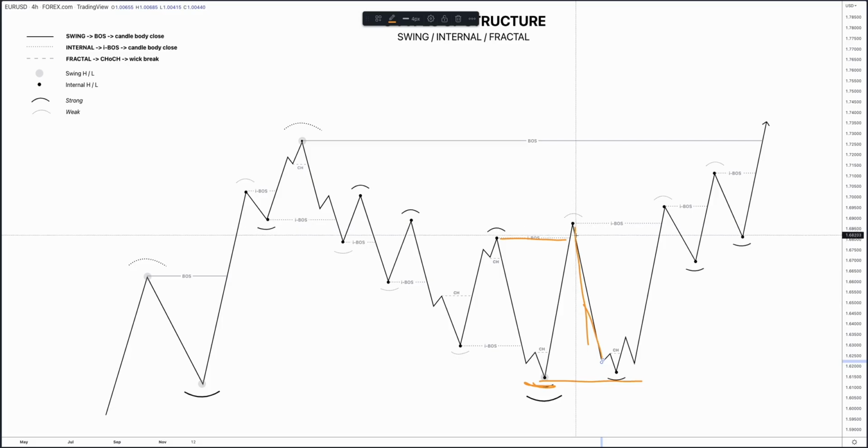Because obviously the internal structure is pulling back. So we can wait for what? We can wait for the fractal structure to then break bullish, right? Those little pieces of price action. When we get that bullish change of character, what does that signal? That signals the end of this internal pullback.